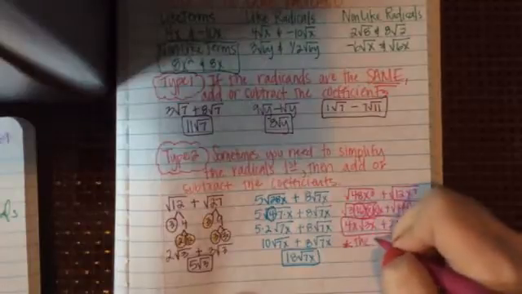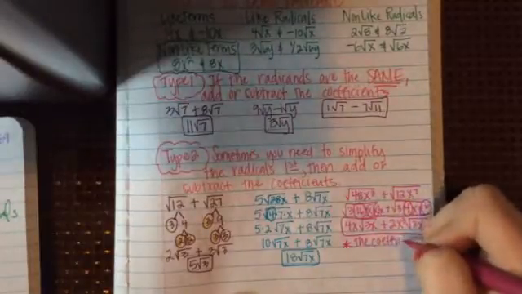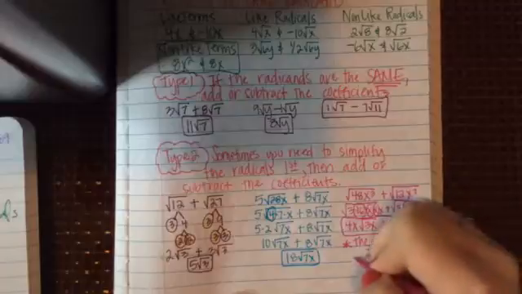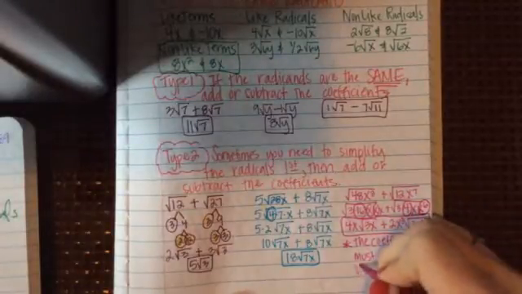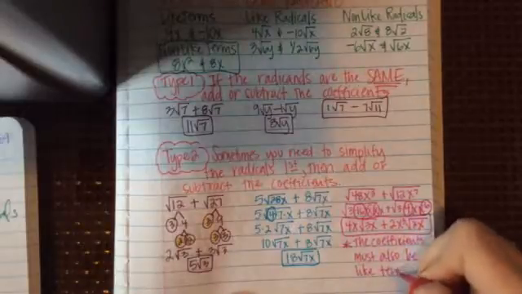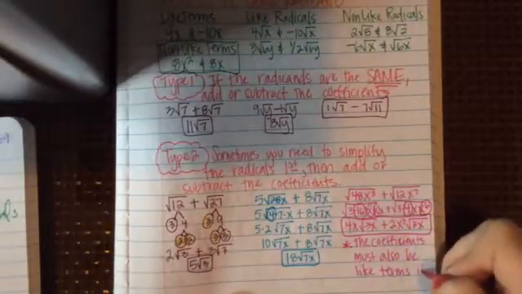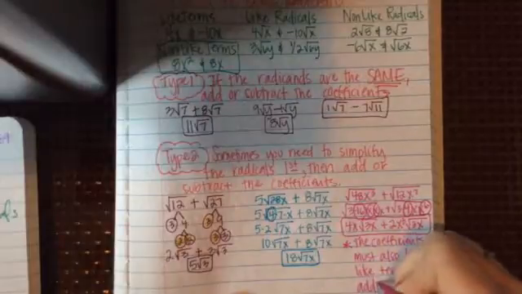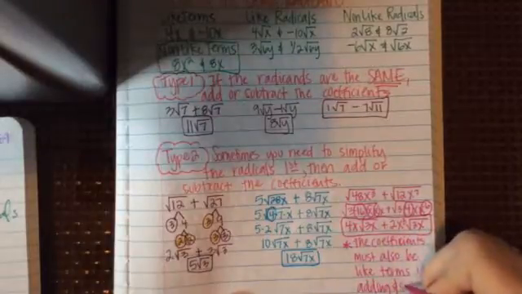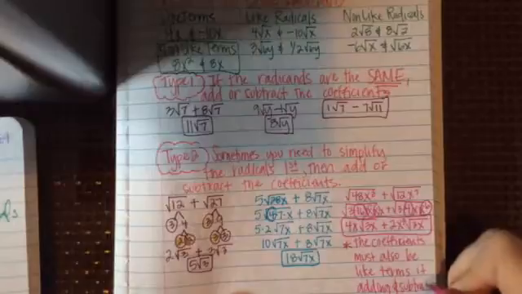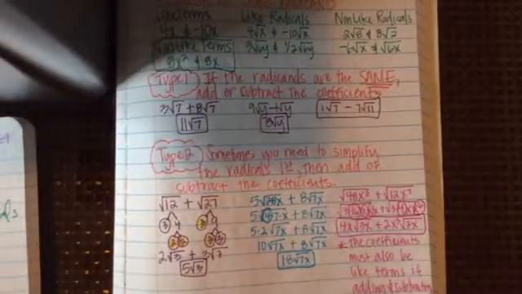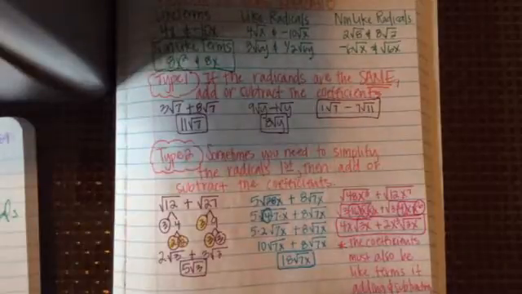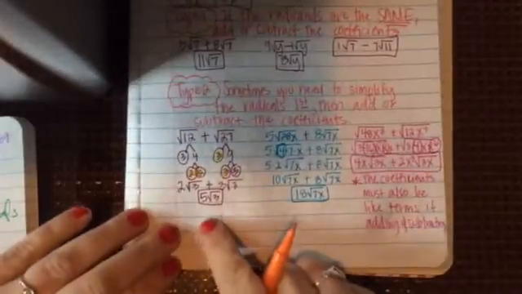the coefficients must also be like terms if adding and subtracting. So that can't go together. They're not like terms. They're done. We're stuck. Let's try another one. Let's squeeze it in down here.